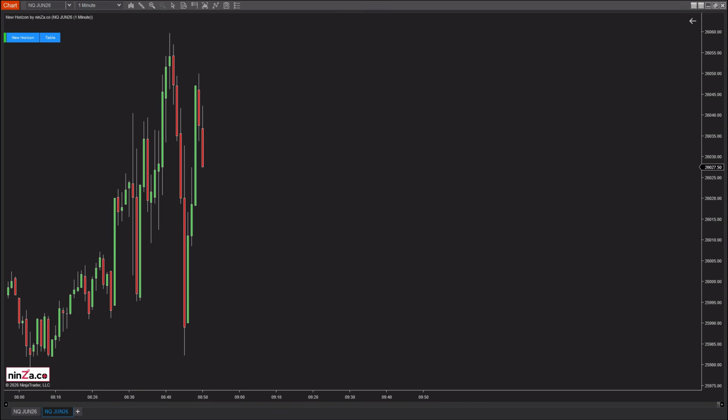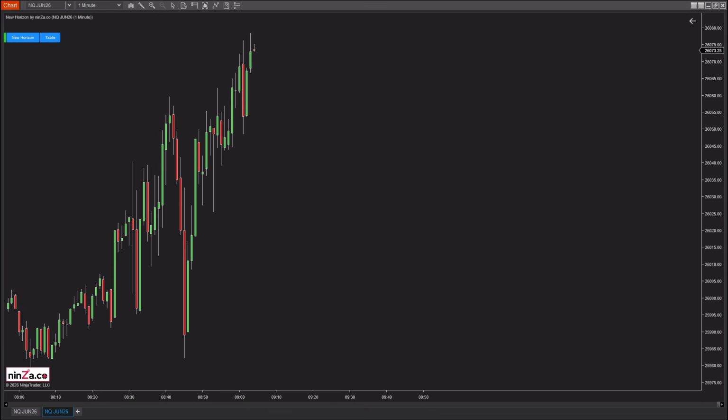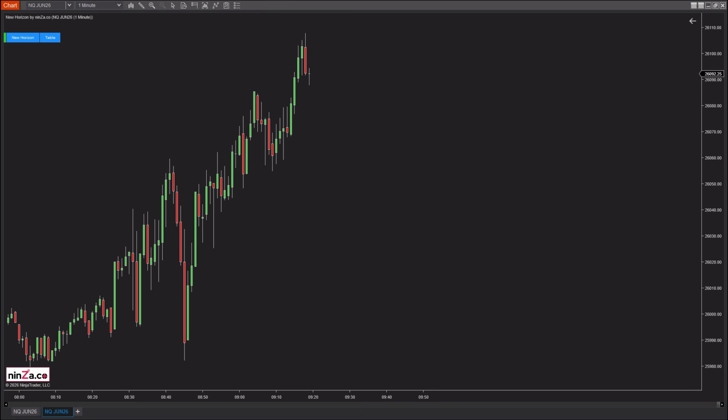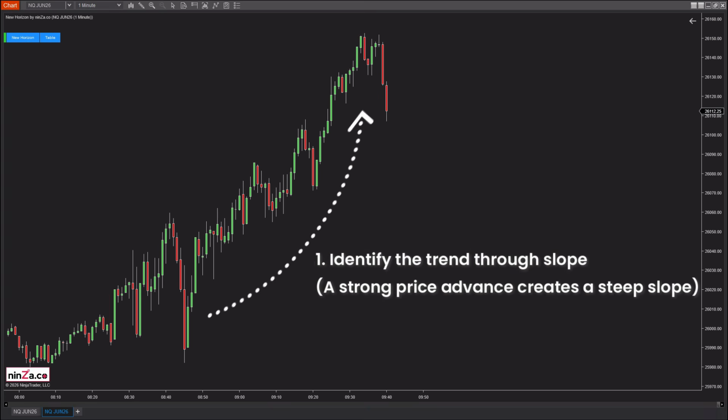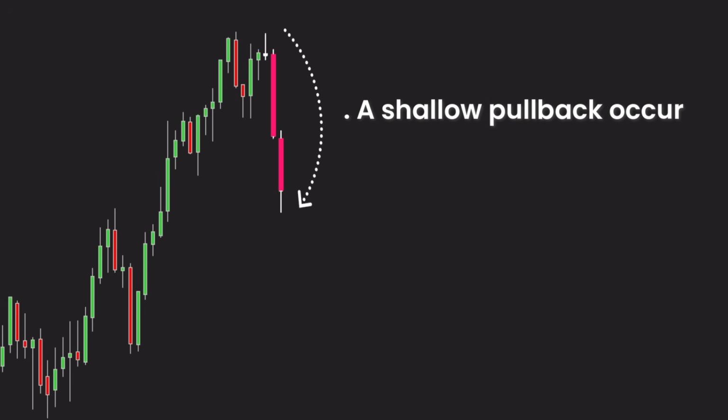Similarly, once the system identifies a strong and stable uptrend, the next step is to look for a shallow pullback before considering a trade opportunity. The reason is simple. In a healthy uptrend, price rarely moves straight up without interruption. Instead, it typically experiences short-term pullbacks before continuing in the direction of the main trend.